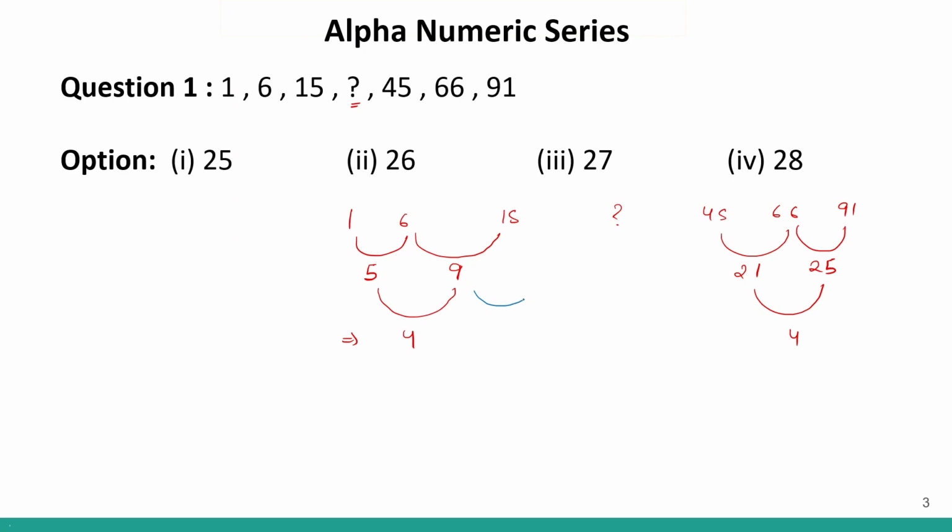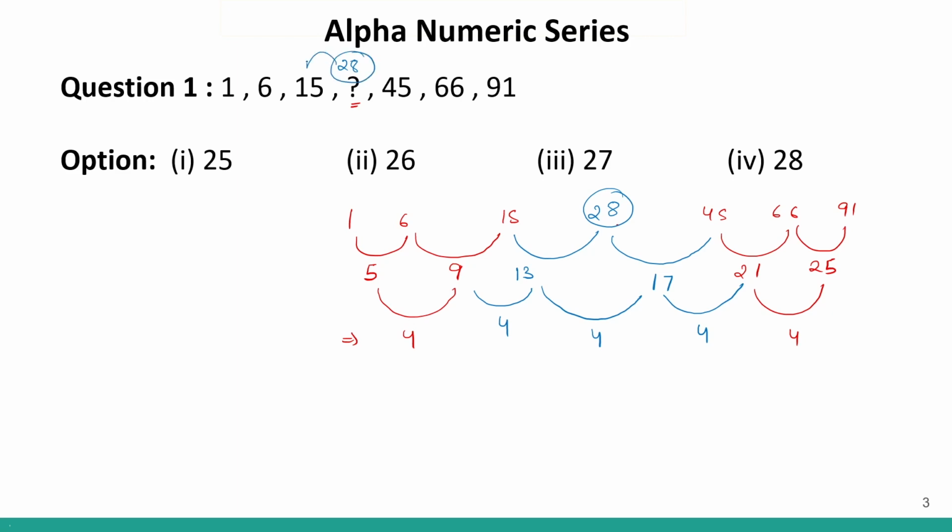So basically I will have a difference of 4 over here. The next difference will be 13. Correct? And if I add 15 and 13 together, the next term will be 28. Let us check 28 with the next number. What is the difference between 28 and 45? The difference is 17. Correct? Between 13 and 17 we have a difference of 4, and between 17 and 21 we also have a difference of 4. So basically my answer will be 28.